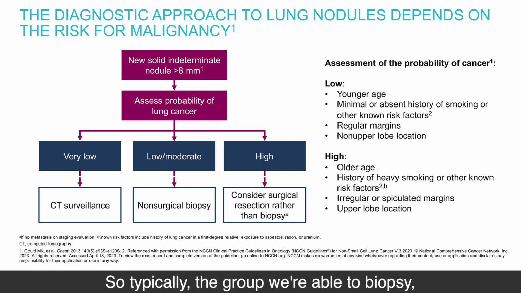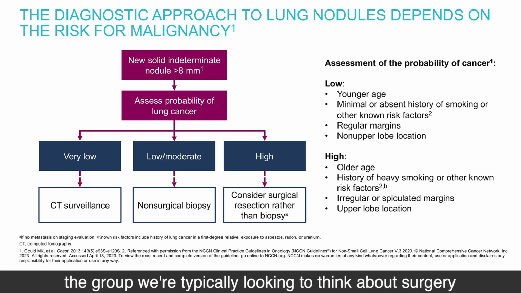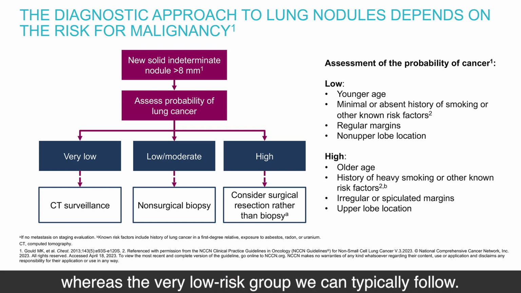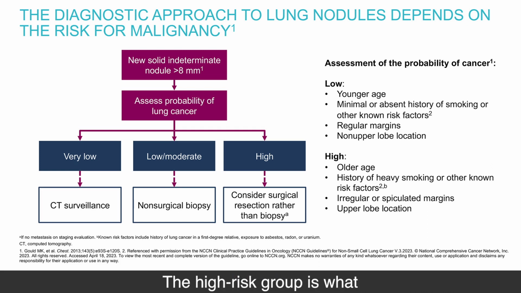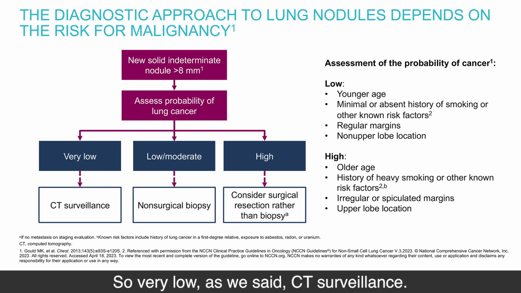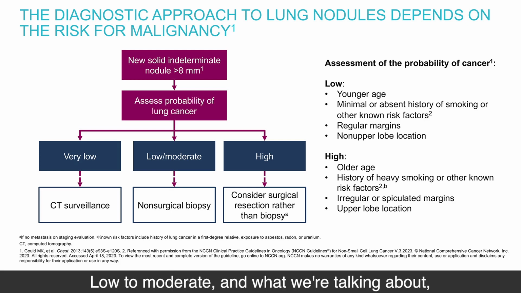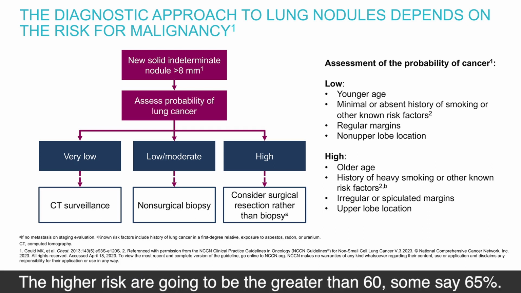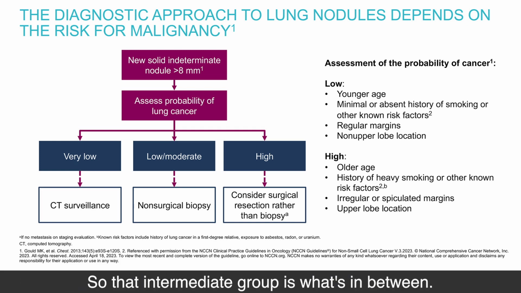So typically, the group we're able to biopsy, the group we're typically looking to think about surgery, are the greater than 8 millimeter nodule. And then we want to assess the probability. The intermediate group is the group that we're stuck doing something about, biopsying, whereas the very low risk group we can typically follow. The high risk group is what we're thinking may go directly to surgery. So very low, as we said, CT surveillance, low to moderate. What we're talking about, typically most people say less than 10% risk of cancer is very low, give or take 5%. The higher risk are going to be the greater than 60, some say 65%. So that intermediate group is what's in between.